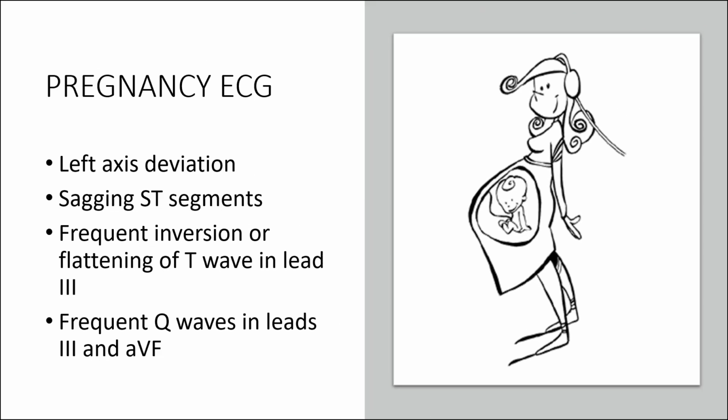The normal variances in the ECG of the pregnant patient will include left axis deviation. Now this is probably due to the slightly upward and leftward displacement of the apex as the diaphragm rises. These deviations and the increased diastolic filling volumes may promote a sagging appearance of the ST segments. And in the more right-sided leads, such as 3, we may see a flattening of the T waves and the appearance of Q waves in the inferior leads.